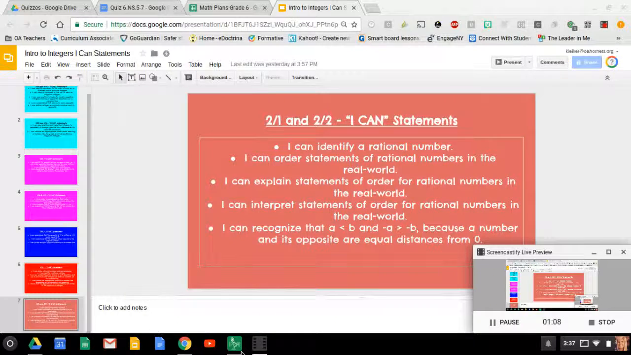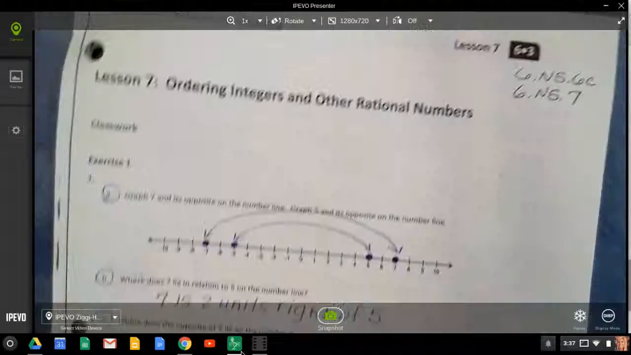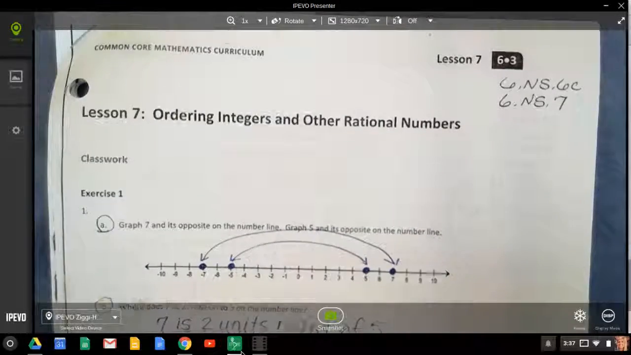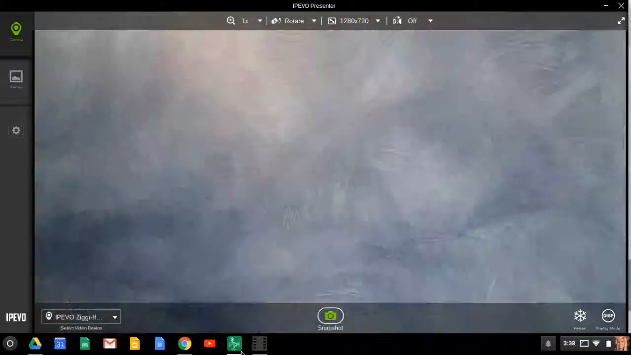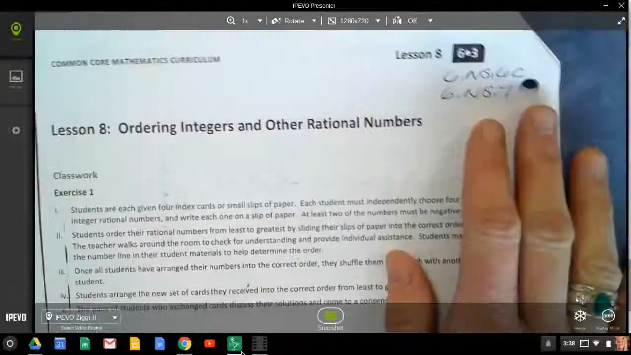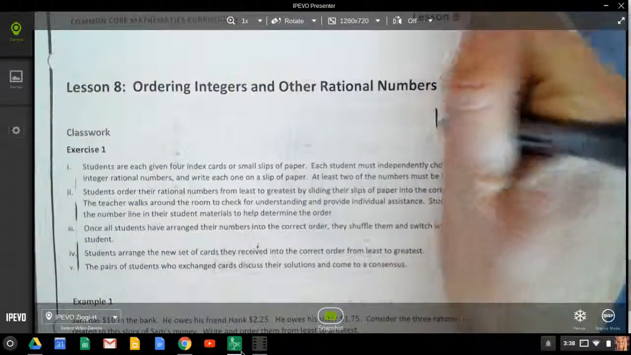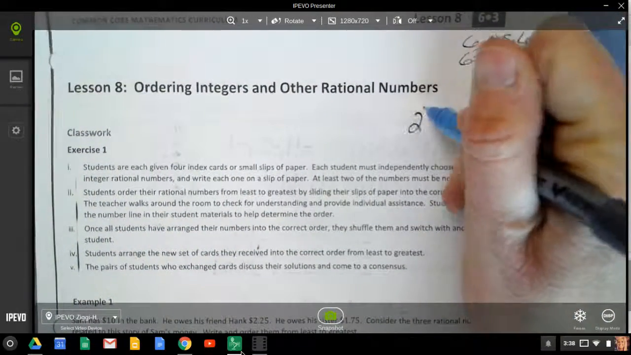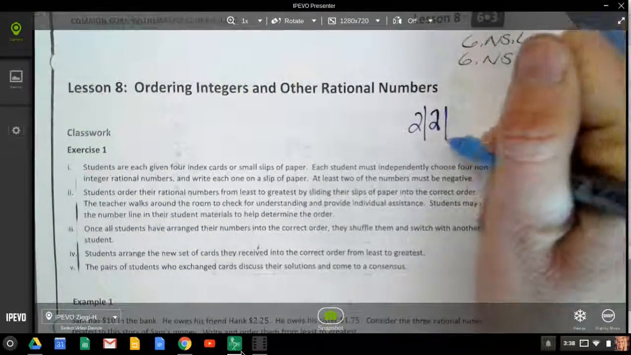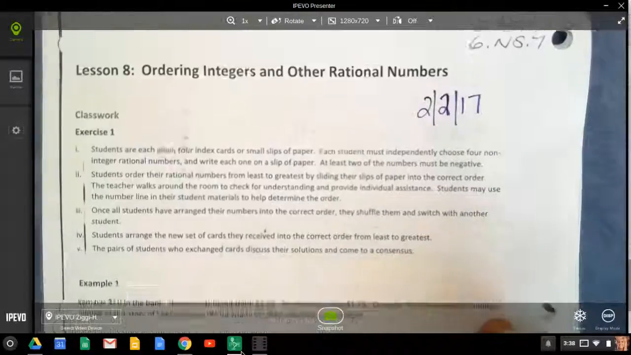Now, this packet right here is what you should have out from yesterday. And I want you to go to the back of page 2, which looks like this, lesson 8, ordering integers and other rational numbers. Today is the 2nd. So we're going to go ahead and date the notes.